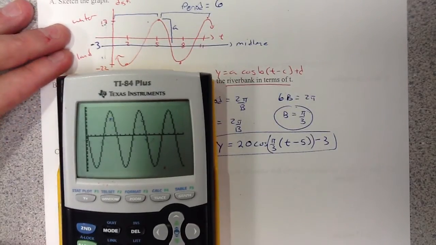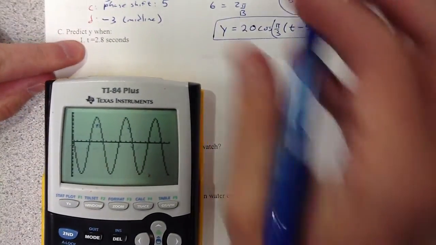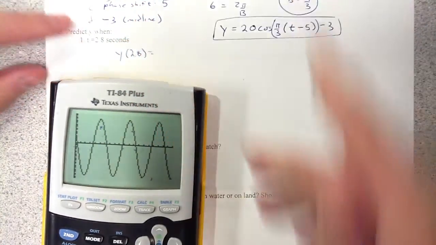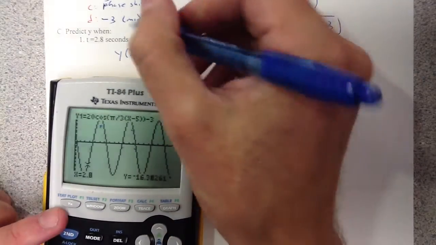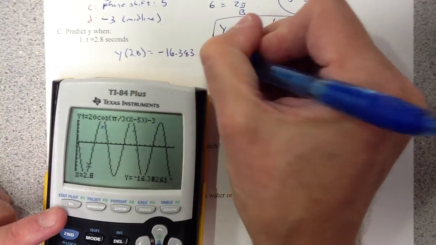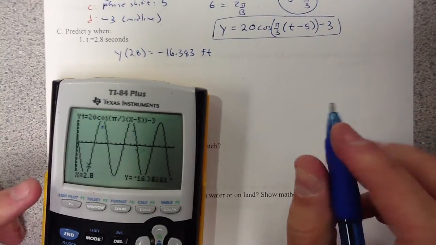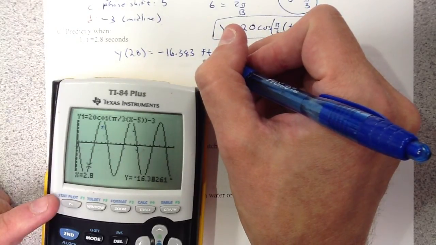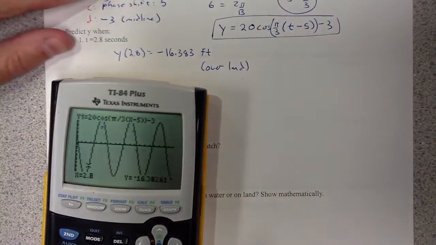Now, to answer the next questions, we're just going to use our equation now. So I want to find out y when t is 2.8. So I want to find y of 2.8. And I just use my calculator. Second calc, value, 2.8. And that gives me negative 16.383 meters. Now, you've got to remember, what does this mean? He is over water, or land, sorry. He is over land at this time. Take a look at the next one.